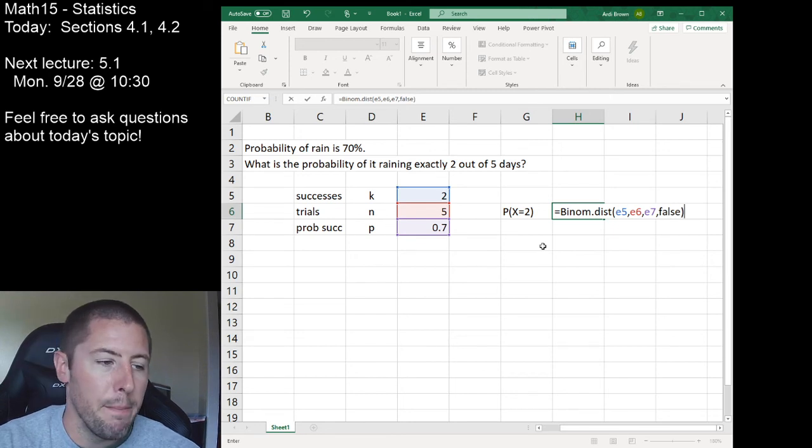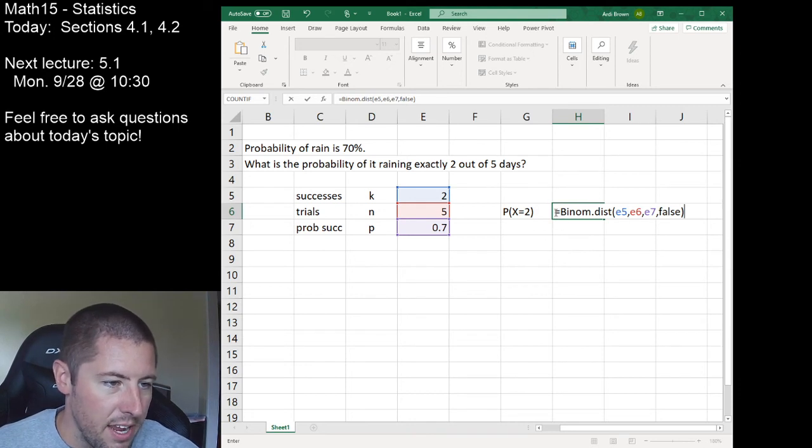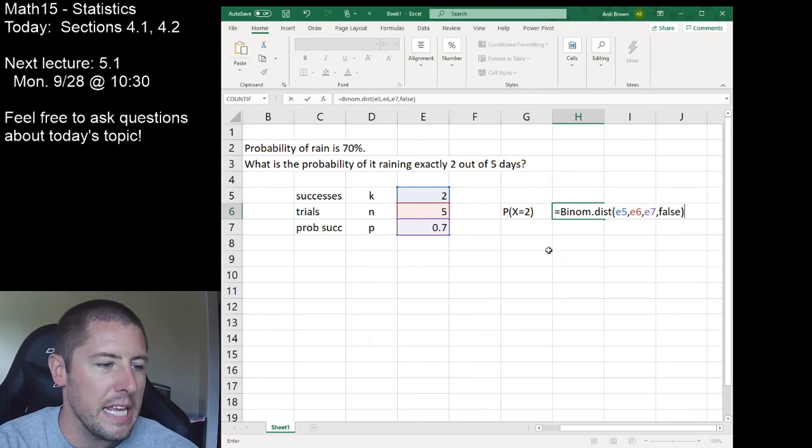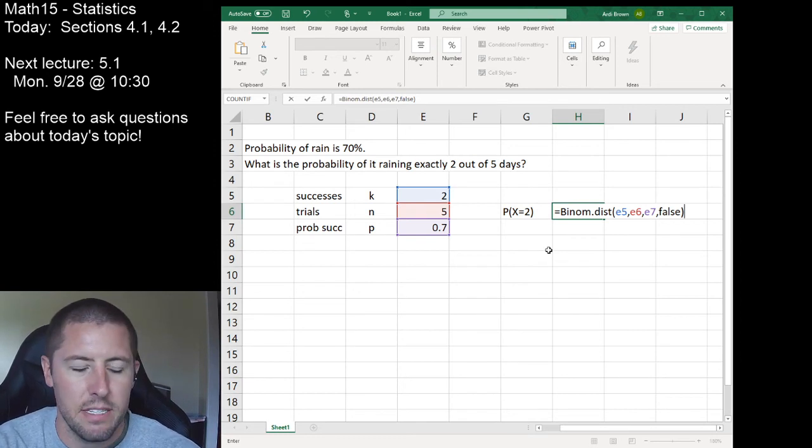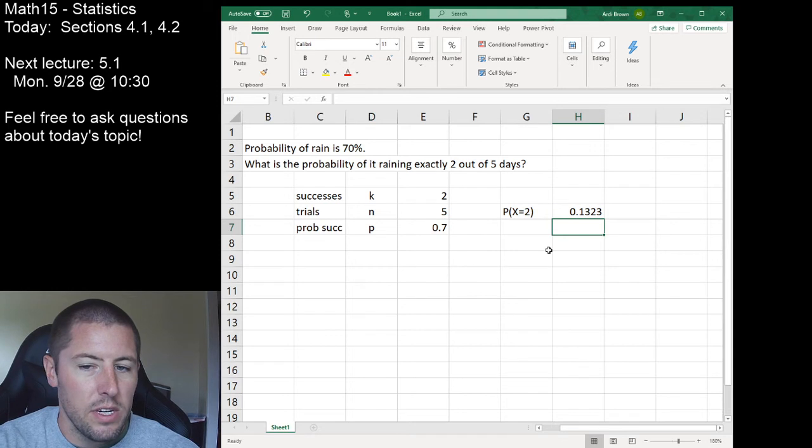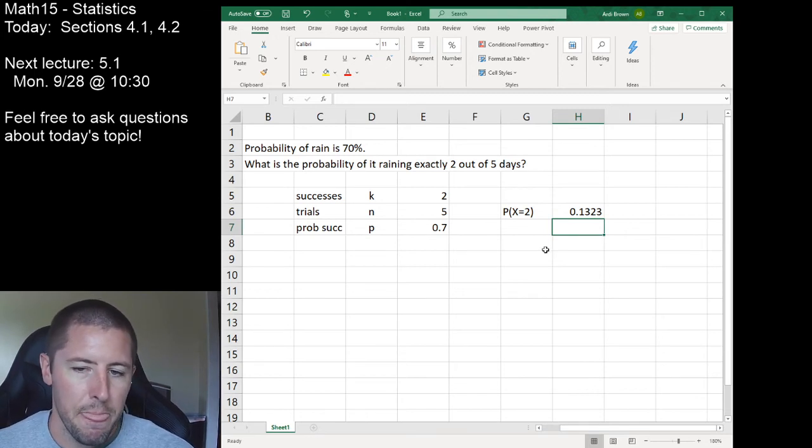Now when I hit enter, and by the way, before I hit enter, if you don't have an equal sign right here, it doesn't know that it wants Excel to compute something for you. So that equal sign being first has to be there. So now when I hit enter, it's going to give me a probability, and you should notice that it's exactly the number that we just computed by hand a minute ago, that 0.1323 right there. That's our 13.23% chance of rain.